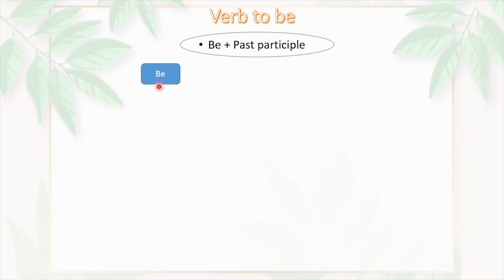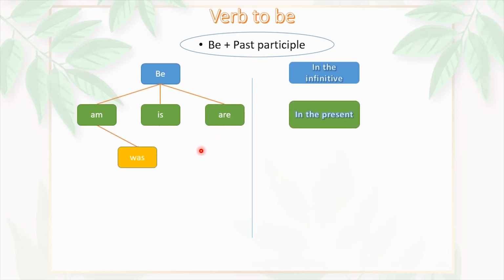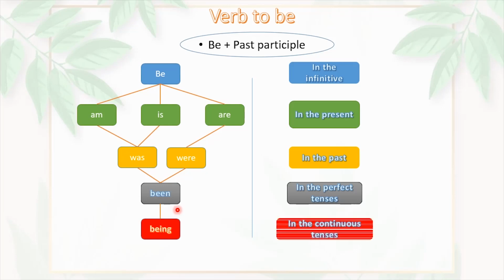In the present, it's am, is, are. Am, you know the subjects related to am, right? Like I am. Is for he, she, it. And are for you, we, they. In the past, we have was and were. In the past participle, for perfect tenses, we use been. And finally, for the continuous tenses, we use being. Keep that in mind. This list is very important in the passive.